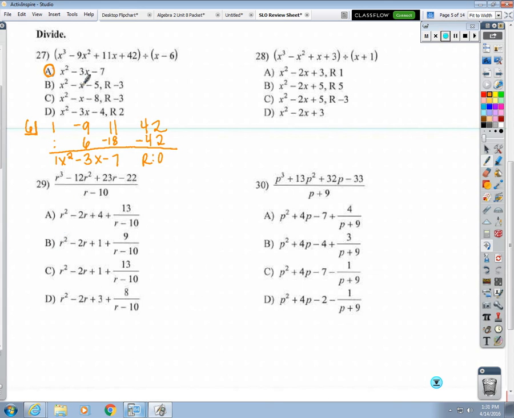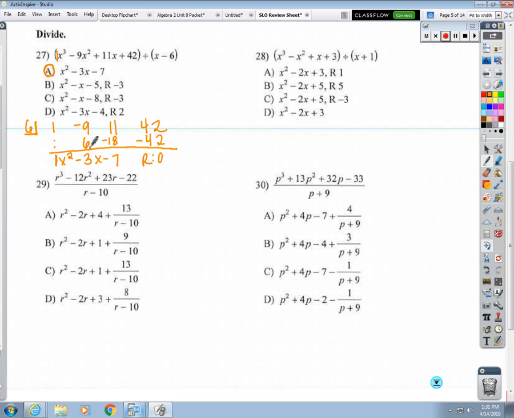Okay. We're dividing by x minus 6, so positive 6 goes in the box. Then you use this polynomial's coefficients of 1, negative 9, 11, and then the constant of 42, and write them there. The first number always drops straight down. That's how 1 got there. It then multiplies by the box number. 1 times 6 is 6.